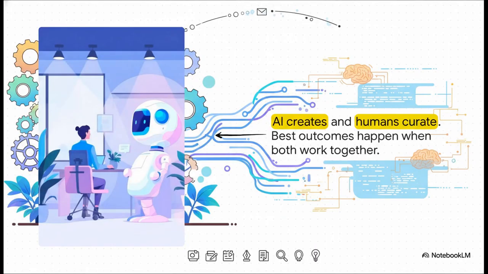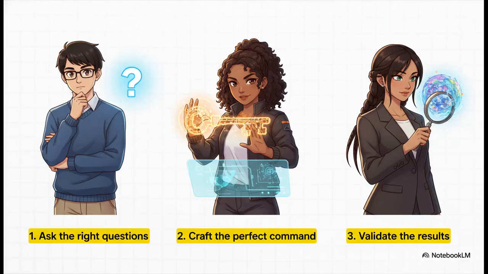The big idea here is partnership. It's a collaboration. The AI does the initial legwork, it creates the first draft, it spots the patterns, but you are the curator. You're the one who validates, refines, and makes sure the final output is spot on and aligned with your goals. So your real value isn't in doing the task anymore, it's in defining the task perfectly. Your expertise is now all about asking the right questions, crafting that perfect command, and then critically evaluating what comes back.